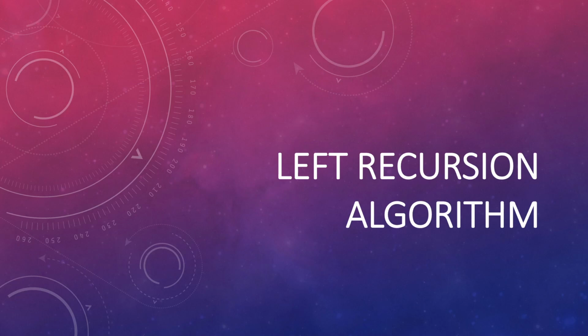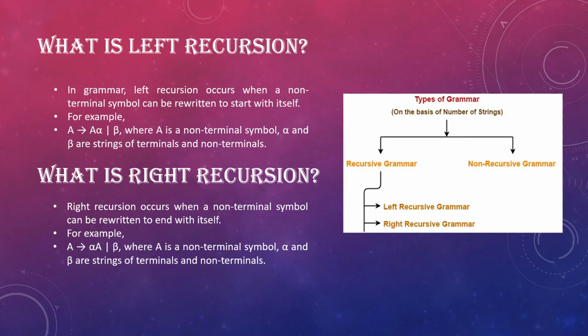Hello everyone. In this video we are going to see about the left recursion algorithm. On the right side we can see types of grammar. There are two types: recursive grammar and non-recursive grammar. In recursive grammar there are two types: left recursive grammar and right recursive grammar. So now let's study left recursion.